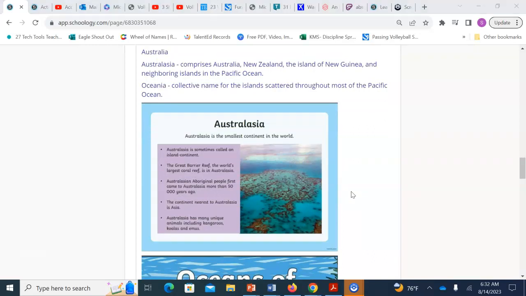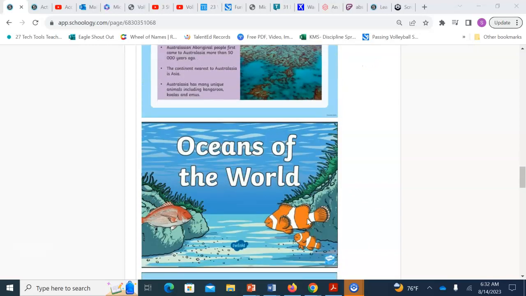Sometimes it's called an island continent. Things like the Great Barrier Reef, which is a coral reef, are found off the coast of Australia. The Aborigines people in Australia came 50,000 years ago, and there's still people today that are of the original Aborigines that came. It is closest to Asia, and they have animals like the kangaroo, the koalas, and the emus.